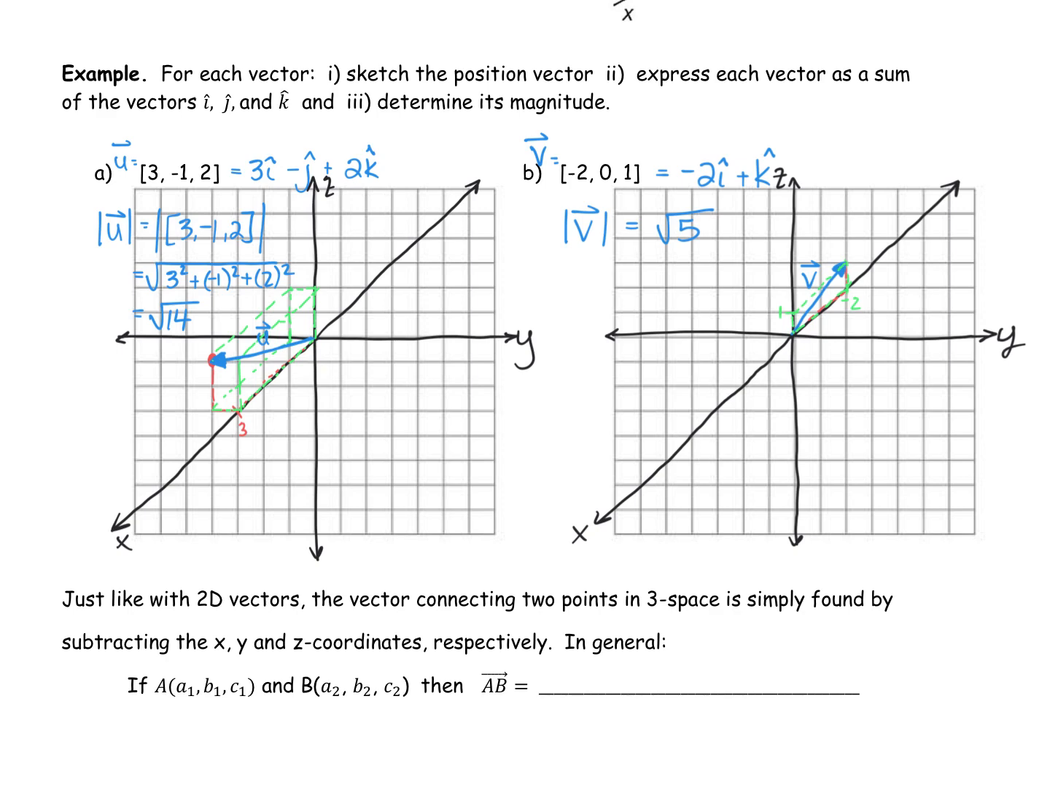And the last thing I just wanted to make sure that you had is, just like with 2-dimensional vectors, the vector connecting 2 points in 3 space is simply found by subtracting the x, y, and z coordinates respectively. Okay, so in other words, if we have a vector A, A1, B1, C1, and a vector B, A2, B2, C2, then vector AB would simply be A2 minus A1. That's the first coordinate, the x coordinate if you like, comma B2 minus B1. That would be our y coordinate, and C2 minus C1, and that would be our z coordinate. So you're going to do some practicing, and then we'll continue on together.